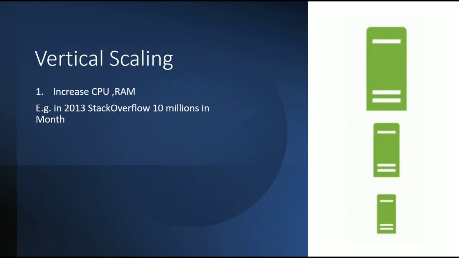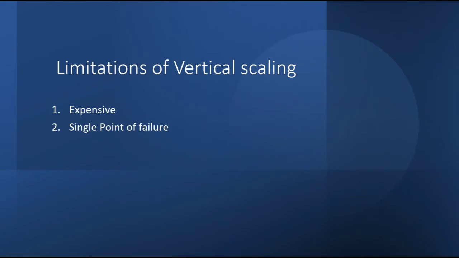I want to give one example: in 2013, Stack Overflow was getting 10 million unique requests on their server, and they were using only one server to serve these requests. So there are limitations of vertical scaling. What are those limitations?